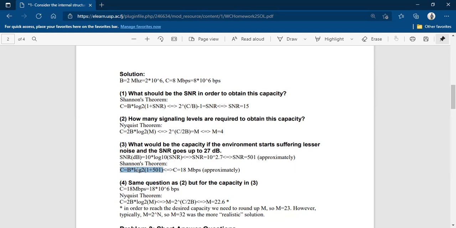So C is equal to 2 times 10 to the power of 6 in place of B, times log base 2 of 1 plus the SNR value, which is 501. Evaluating that, we get our capacity, which is equal to 18 megabits per second. Okay.